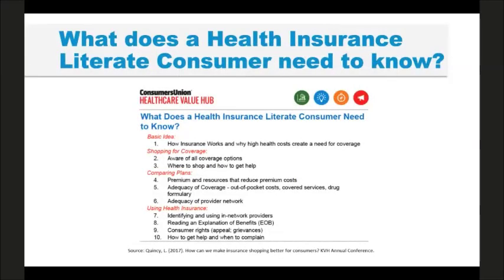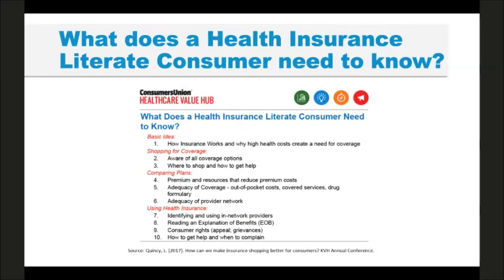Now that you understand the importance of your role, what are the key and essential things that you need to be able to support consumers to do? A health literate consumer should have an understanding of these main concepts. Once again, from the Consumers Union Healthcare Value Hub, we're looking at some basic things that a health insurance literate consumer should know. Our whole training is based around these concepts.